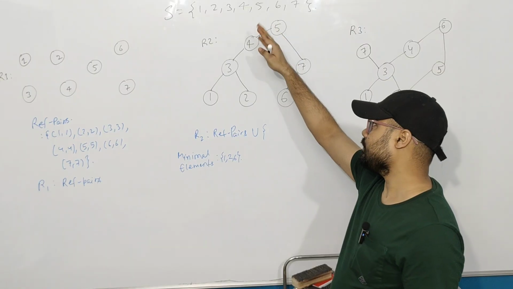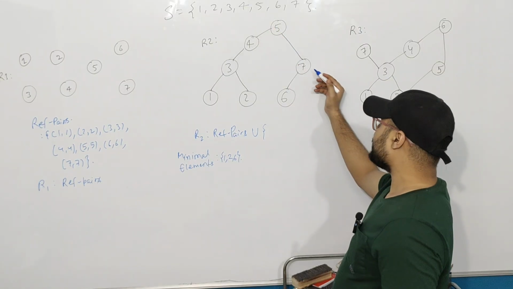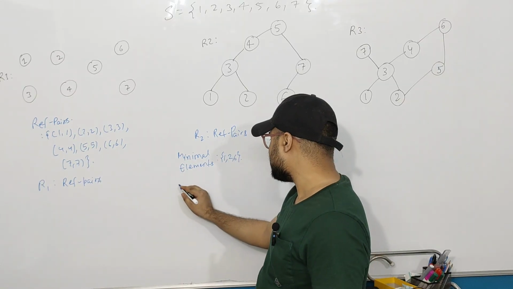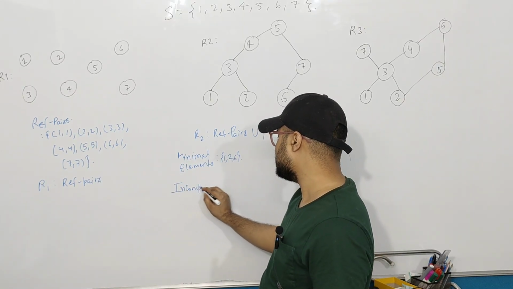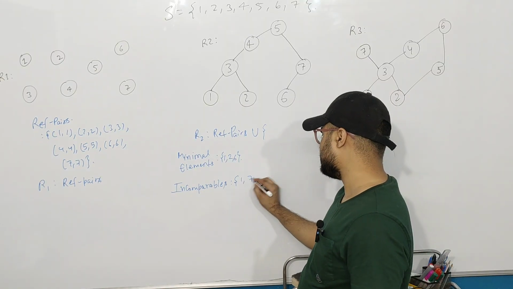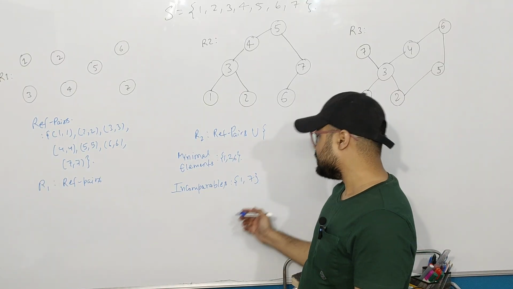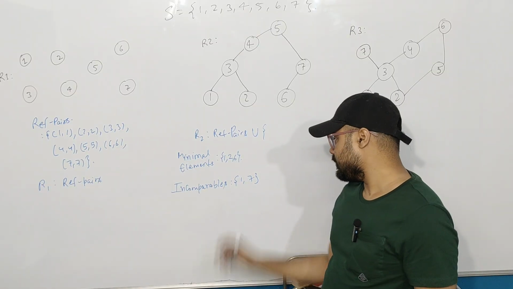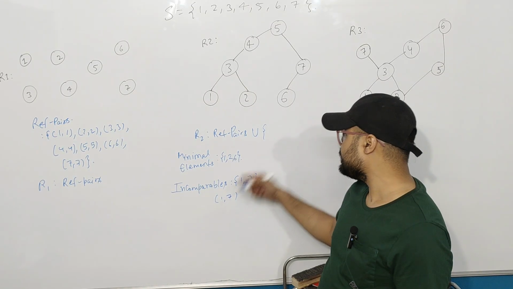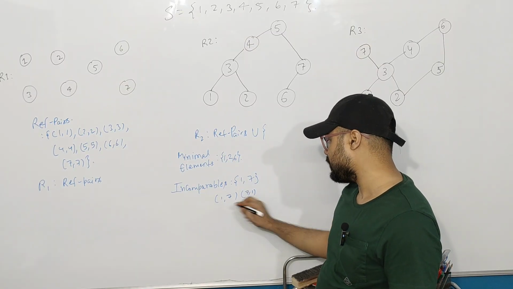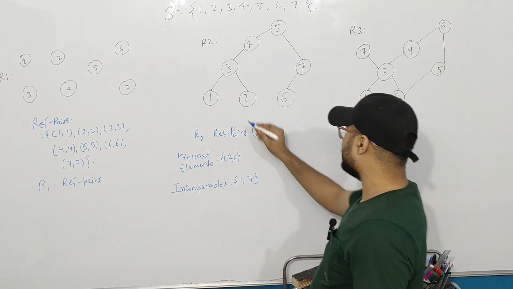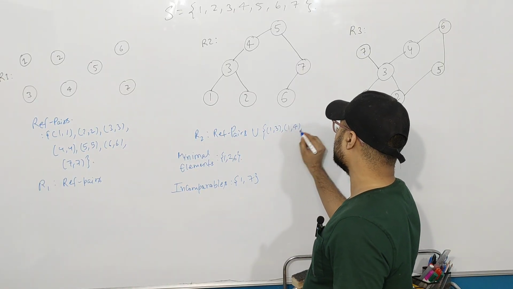You can go from 1 to 3, 4, 5, but from 5 you have to go down. Similarly, there is no upward path from 7 to 1. So 1 and 7 are incomparable because they are not related from any side. If I take the incomparables, one of them is 1 and 7, which means neither (1, 7) belongs to R2 nor (7, 1) belongs to R2. So (1, 3), (1, 4), (1, 5).